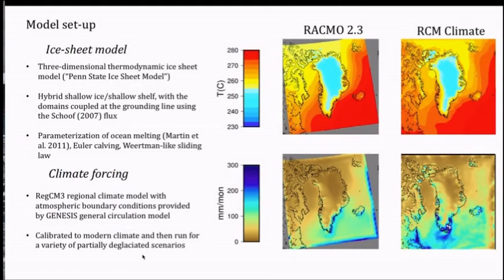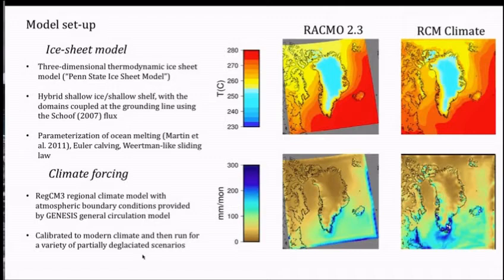Our modeling approach is I run a 3-dimensional thermodynamic ice sheet model that was built by Dave Pollard and Rob DeConto at Penn State. Rob is at UMass now, Dave's at Penn State. It's a hybrid shallow ice, shallow shelf model where we couple 2 different domains that allow us to make some assumptions in order to make the model more computationally efficient.